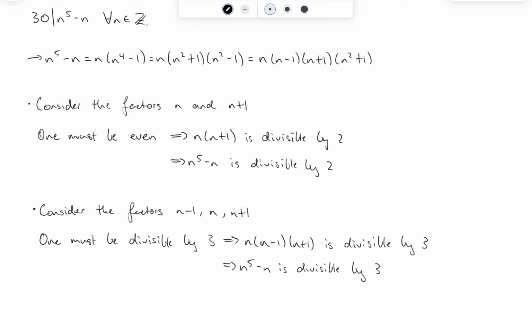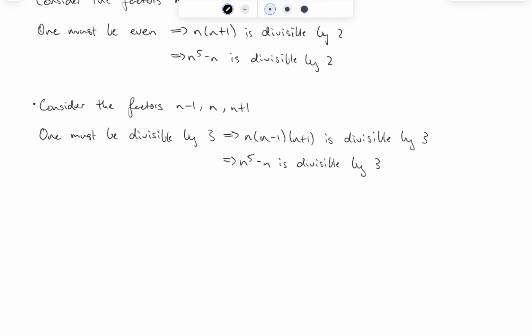Now let's show divisibility of 5, and we'll see why we need to show divisibility of all those 3 numbers to show divisibility by 30. So let's show divisibility by 5. So for n is 0, 1, 2, 3, and 4. So there are 5 numbers here.